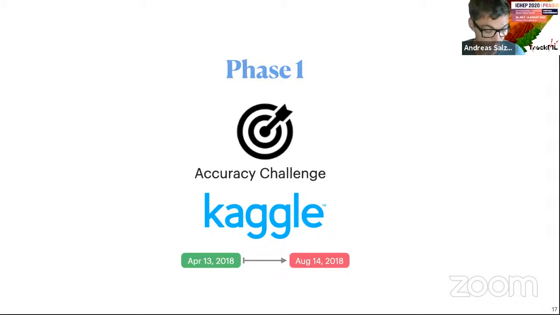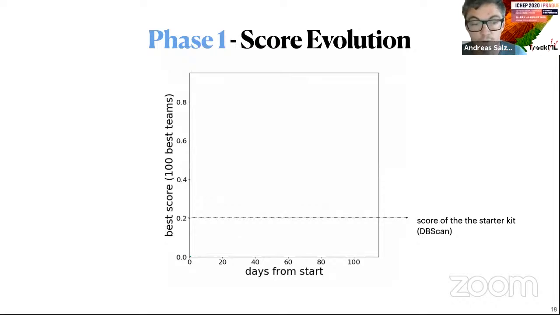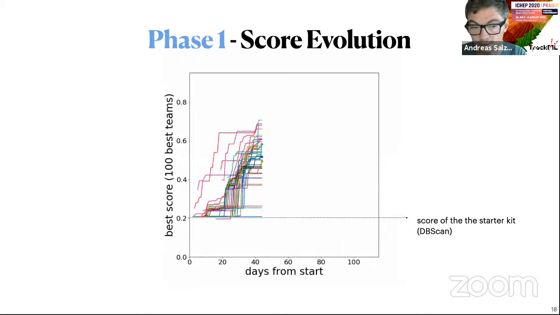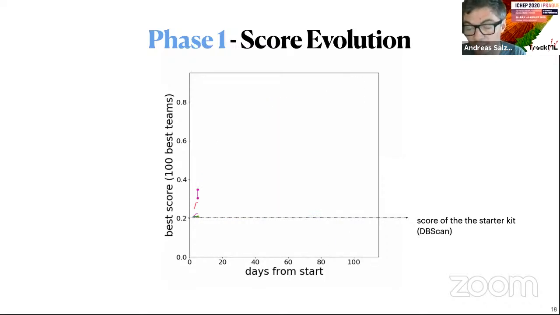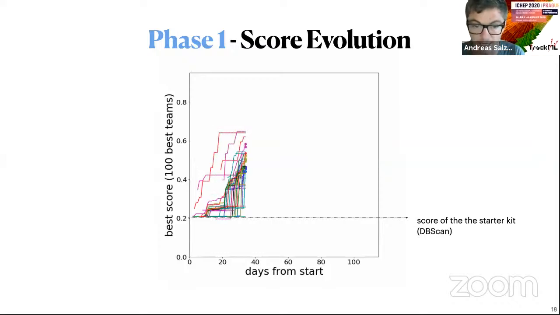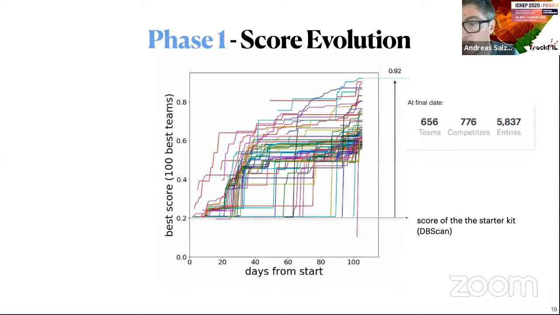Now let's look into phase 1. How did phase 1 go? This was performed, let's say, halfway through 2018 with a 100 days open window to submit your solutions. If you now look at the score evolution, this is the days from the start of the challenge versus the best score of the 100 best teams. You can actually see how this evolved. We gave a starting kit that gave a really low score of about 20%. You can almost read that as 20% tracking efficiency. It's not entirely correct due to the weighting. But you can see how fast the score developed. And at the end, we had roughly 650 teams submitting with the final score of 0.92, which is an amazing score to quote.